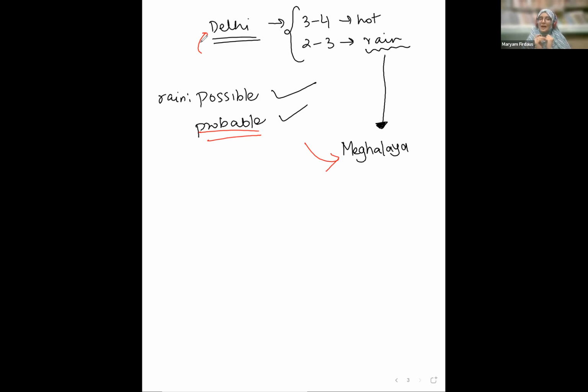In possibility, it's a yes or no question. Either it is possible or it is not. You can't say it is more possible or less possible. Either it is possible or it's impossible. But when it comes to probability, something can be more probable than the other, right? For example, tell me which is more probable in Saudi Arabia.